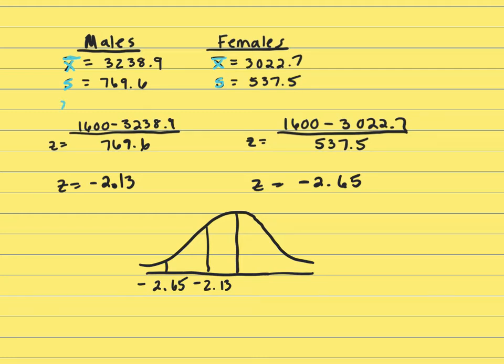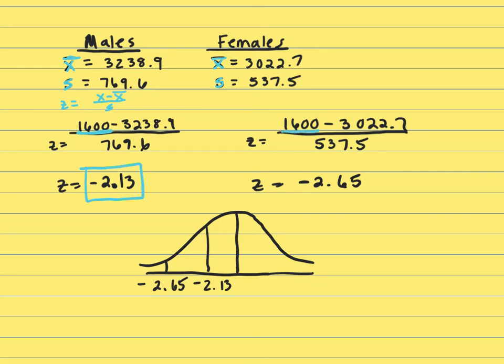So the formula for z is z equals x minus the mean divided by s. So we want to convert this 1,600 to a z. So 1,600 minus the mean divided by the standard deviation, and it gave me a z of 2.16.